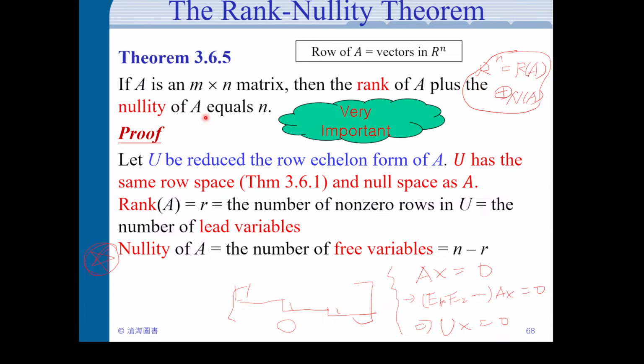Hopefully it will become more intuitive after we talk about it. Okay. And the proof of the theorem is we do our favorite thing, our Gaussian elimination. Once again we say we can do Gaussian elimination on A and make it into the reduced row echelon form. So U is the RREF of A.